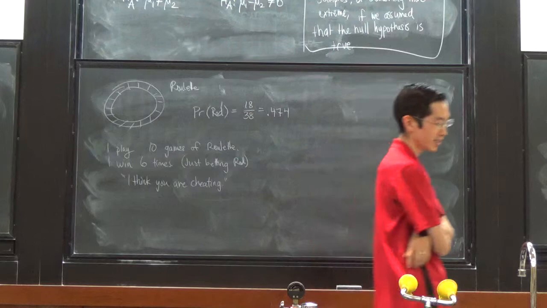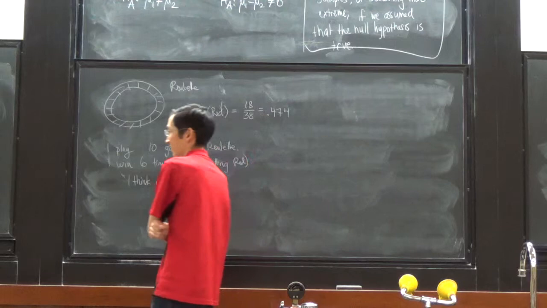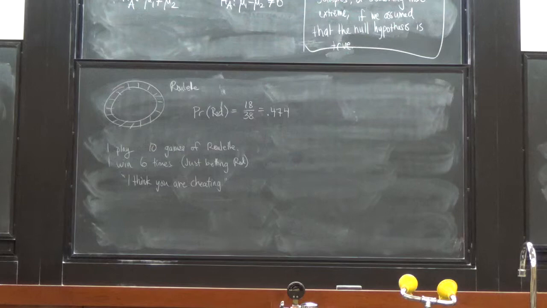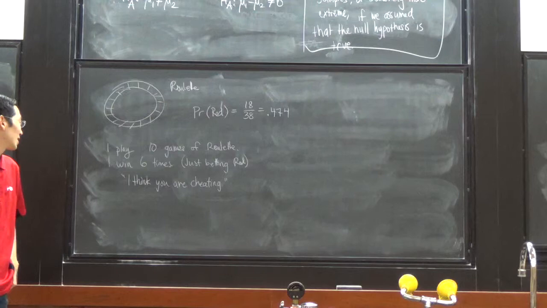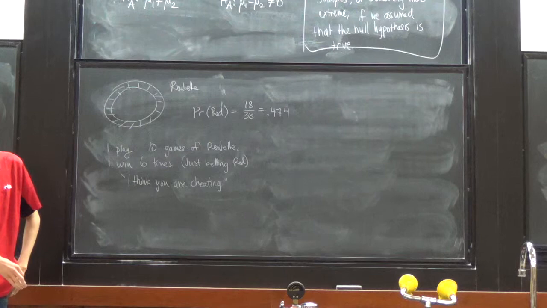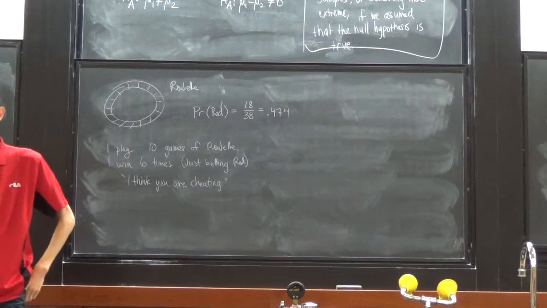You will play 10 games, so we are expecting you to win 4.74 games, because I took statistics and I know that much about the binomial distribution. So your mean number of wins should be 4.74 games, and you won 6 games. That's more than the mean, so I think you are cheating, okay? What would my response be? I'd say no, I'm not cheating, of course not. But how could I defend myself successfully?